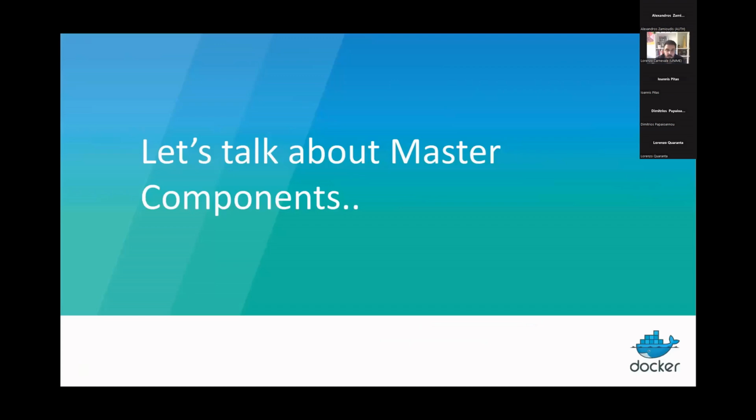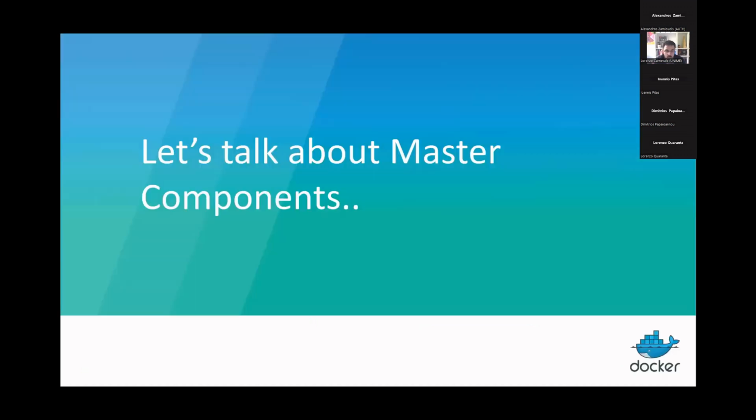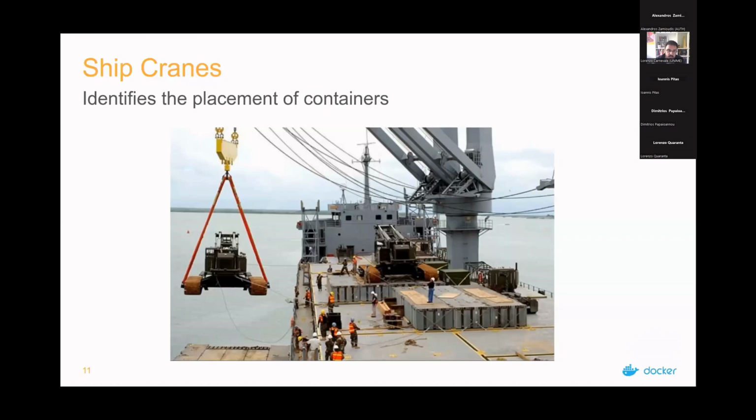Then at this point, this is the architecture that we have. So Kubernetes implements one master and multiple workers. Really, the master could also be more than one, but in a traditional approach, we have one master and multiple workers. Let's focus now on the master components.